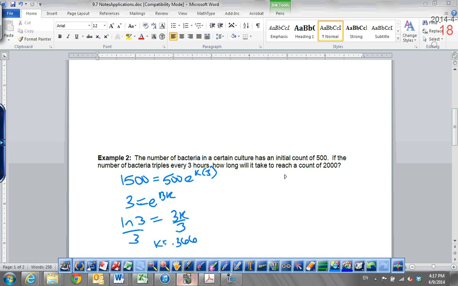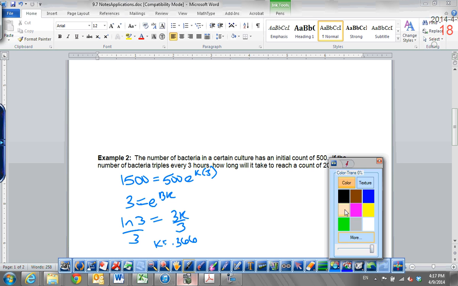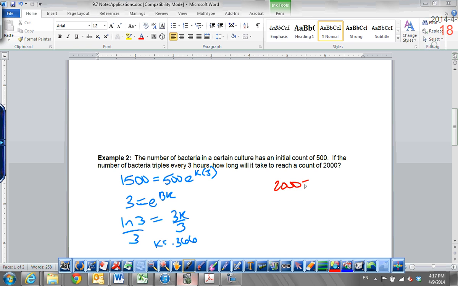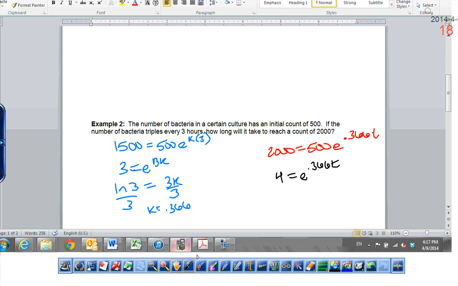All right, now I want to see how long it's going to take to get to 2,000. So 2,000 equals my initial amount, e, non-rounded number, and then t. So first thing we do is divide both sides by 500. So I get 4 equals e to the 0.366 and so on, times t. Take the natural log of both sides, and then divide. So I'm going to end up doing natural log of 4 divided by 0.366 and so on equals t.